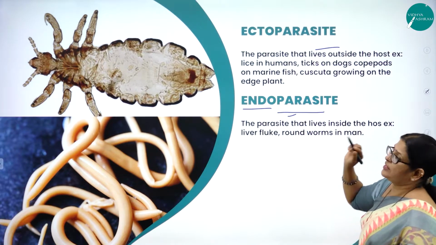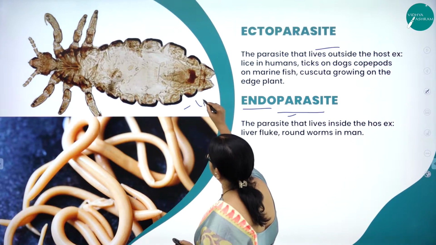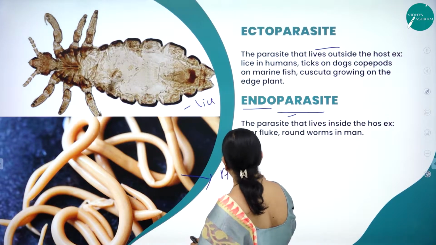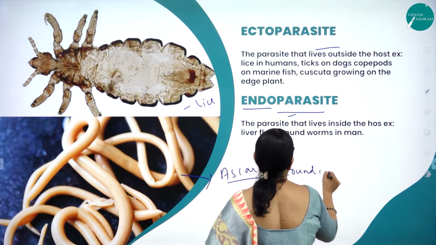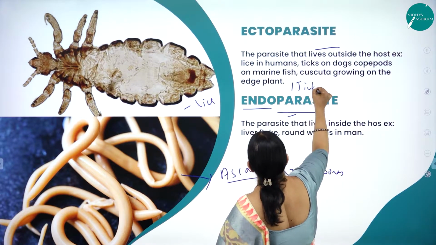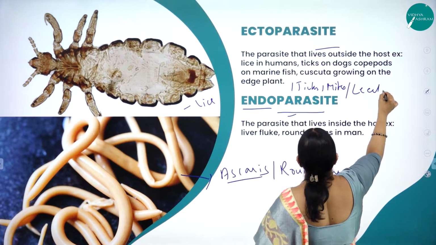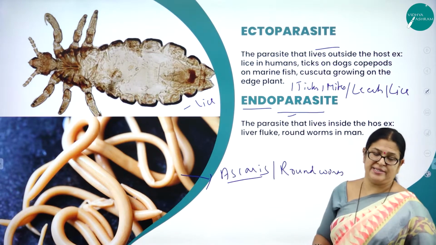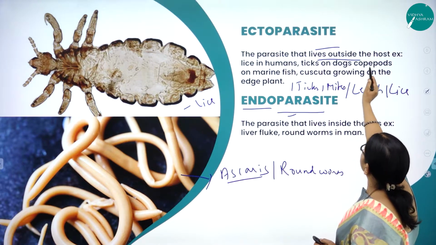Now let us see what are ectoparasites and endoparasites. Here you can see the ectoparasite called lice, and here you can see the endoparasite called ascaris, which is otherwise called roundworm. Also you might have come across ticks and mites, and even leech, then the lice. All these are called ectoparasites.